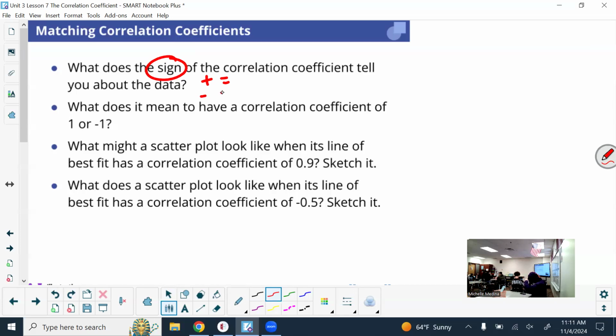Table 8. If my correlation coefficient, or R value for short, is negative, what does that tell me about the data? No, if it's negative, it doesn't tell me that it's positive. Okay, good. In other words, it goes down from left to right if the sign of your R value is negative. It goes down from left to right on your scatter plot if your R value is negative.